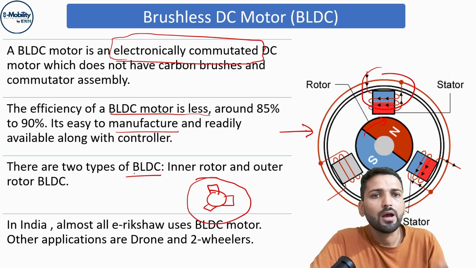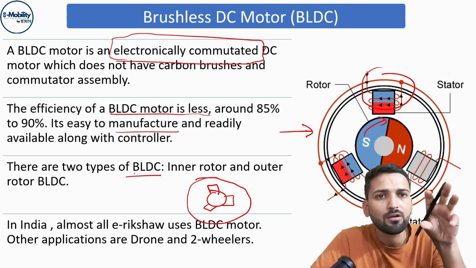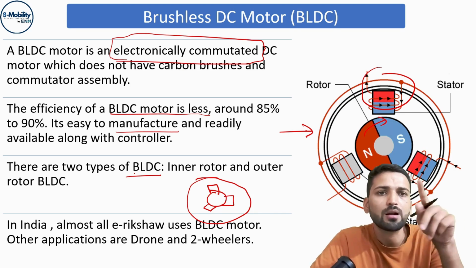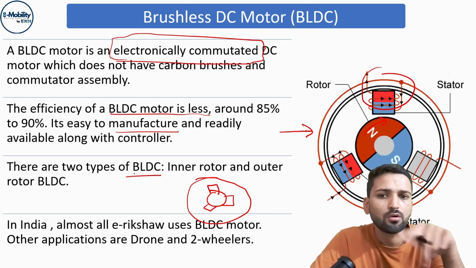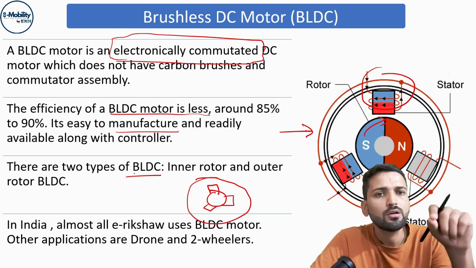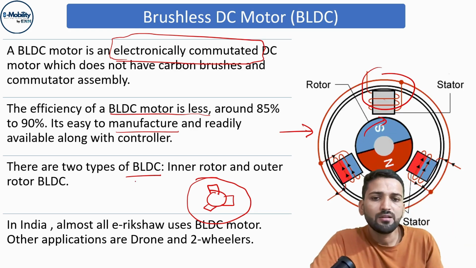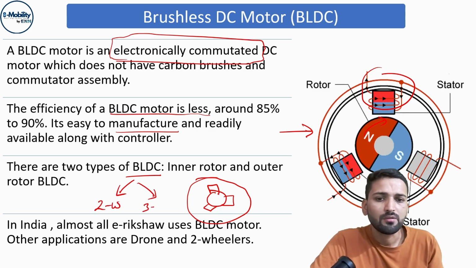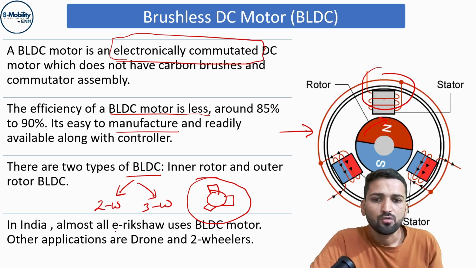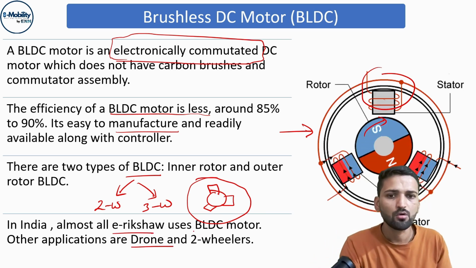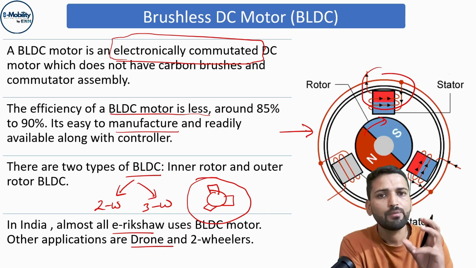These are also known as hub motors, where you can see that the tire of a scooty is itself a motor, where the stator is in the center and the outside part is the tire. So this outer rotor BLDC is especially used in our e-rickshaw or in the two-wheeler. BLDC is extensively used in two places, which are two-wheelers and three-wheelers. Three-wheelers means e-rickshaw, and sometimes drones. So these are the places where the BLDC is being used.